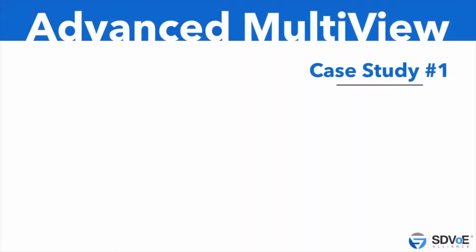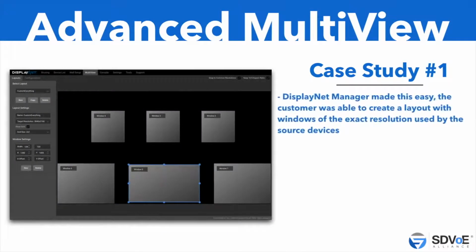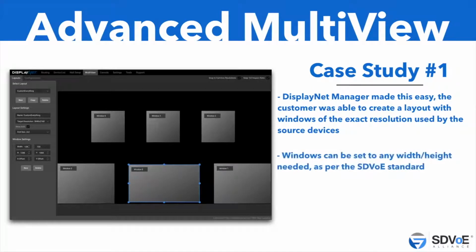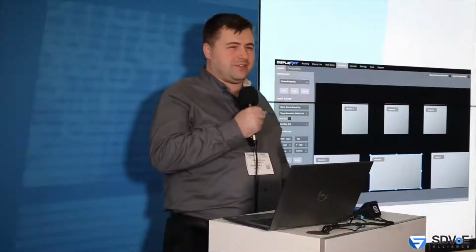This was pretty easy using DisplayNet Manager because we enable the custom resolution windows in our multi-viewer editor. We can set them to any width or height needed as allowed by the SDVoE standard. And as I said earlier, there was no dedicated multi-viewer device that could do exactly what they were looking for. In fact, this is one of the only systems we've ever sold that has only one receiver. They bought a matrix switcher with one receiver just so they could have the custom multi-view functionality that SDVoE can provide.